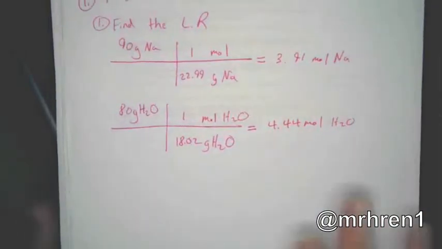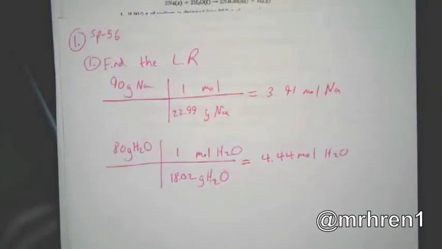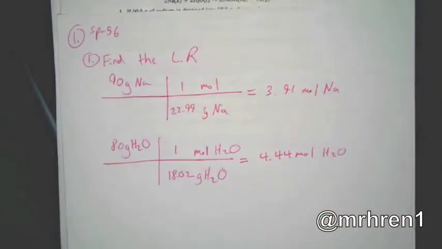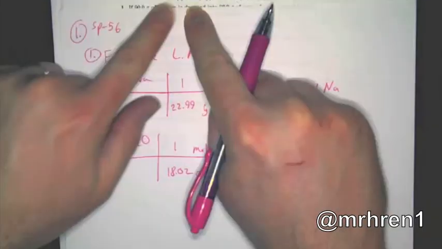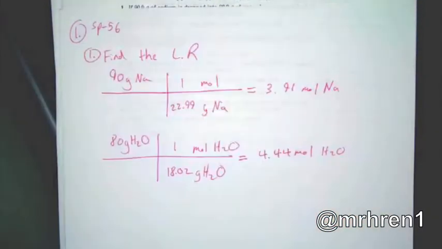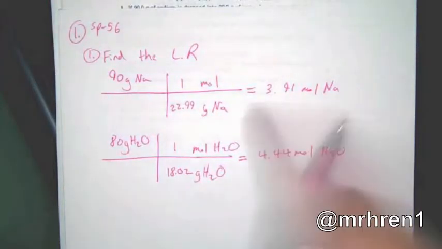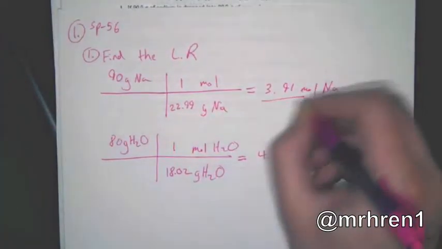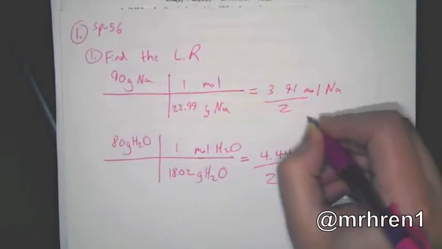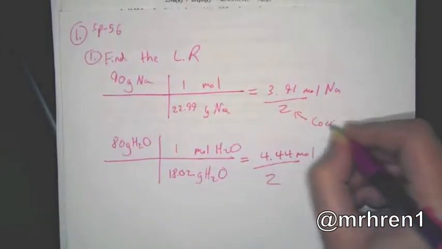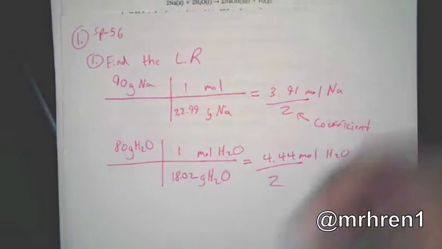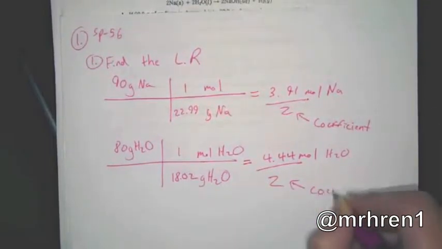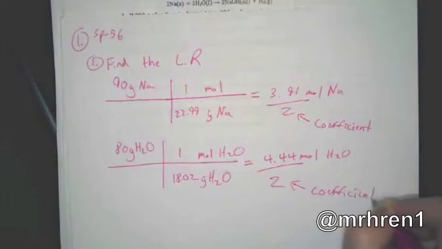Remember, the next step in finding the limiting reactant is that we have to account for the coefficients in the chemical equation. Remember, the next step is accounting for coefficients. They both have a 2. So, we should divide both by 2. It doesn't really matter at that point. And just if you want to make sure you understand, that's from the coefficient. Now, since it's the same coefficient, it doesn't matter.